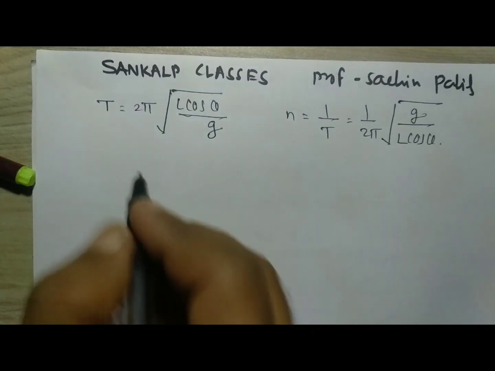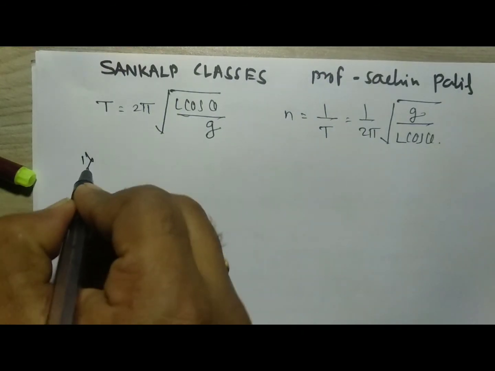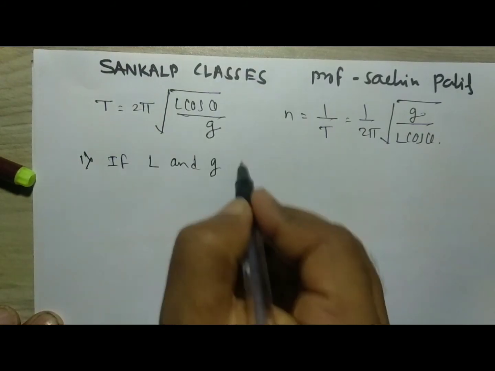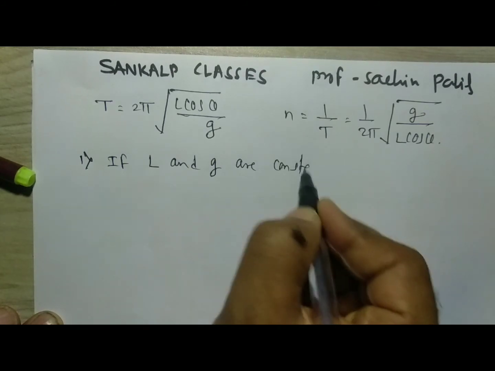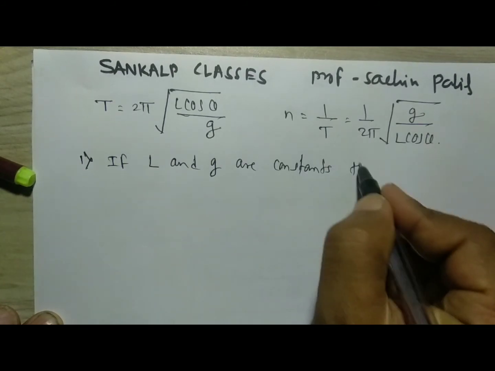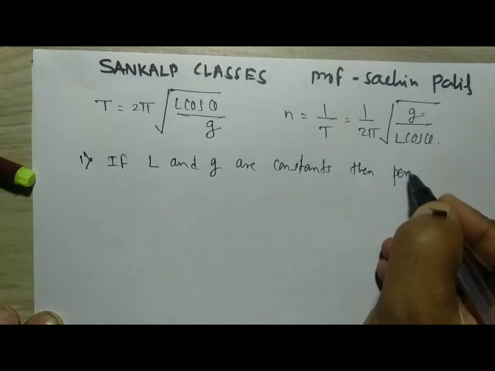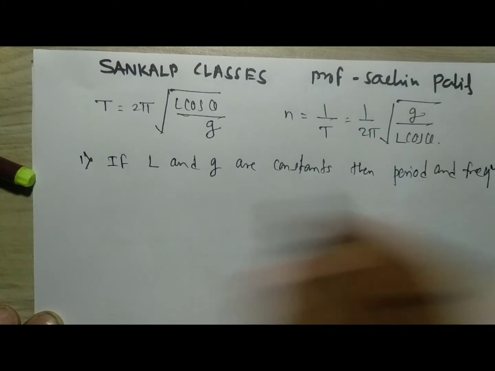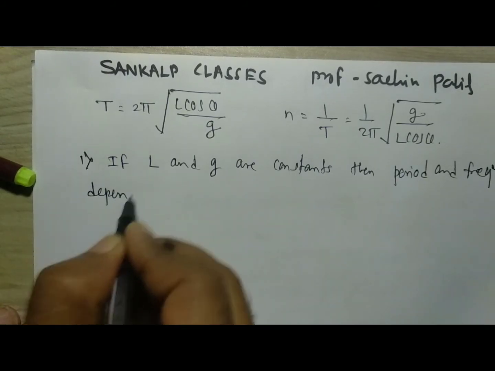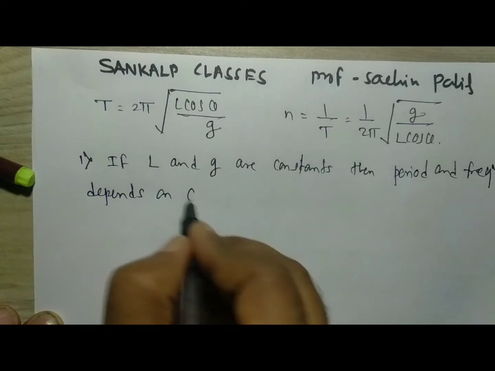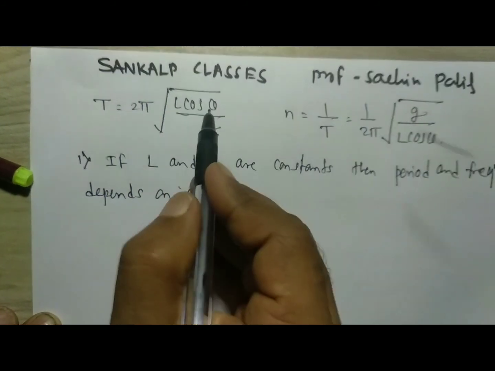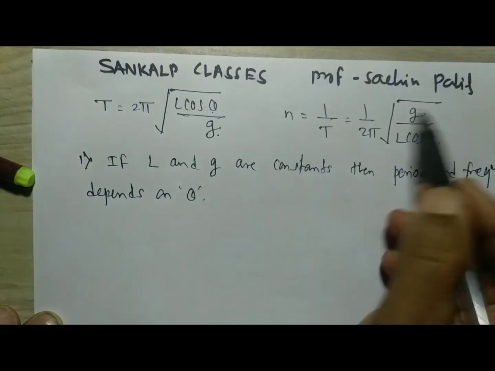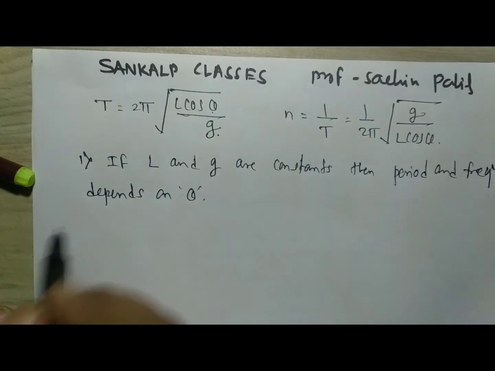From this you get the following considerations. First, if L and g are constants, then period and frequency depend on θ only. If L and g are constant and θ changes, then T changes. Here also, if θ changes, then the frequency n also changes.